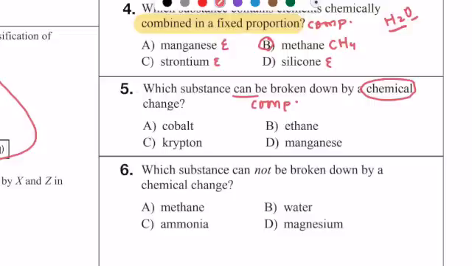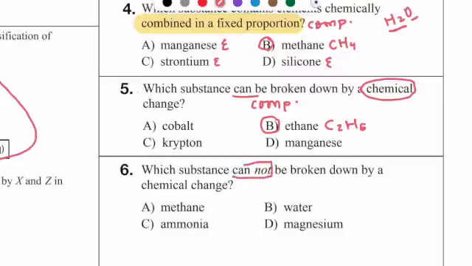So we are looking for a compound in our answer, and once again, go to Table S. If you want to make sure which thing is an element, eliminate those options, and so your answer here will be ethane, which is an organic compound. This one is C2H6.